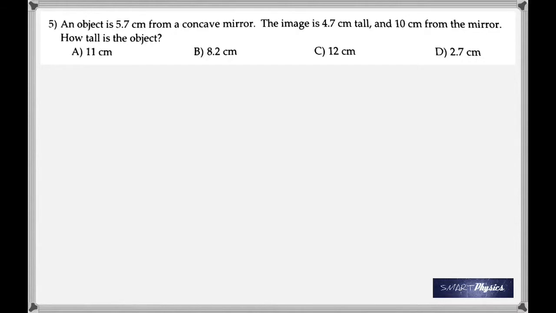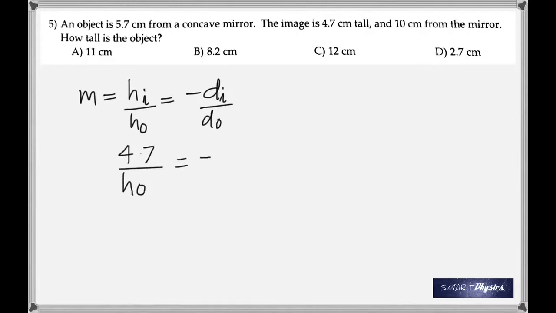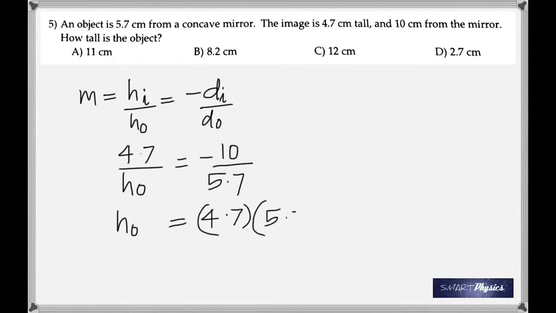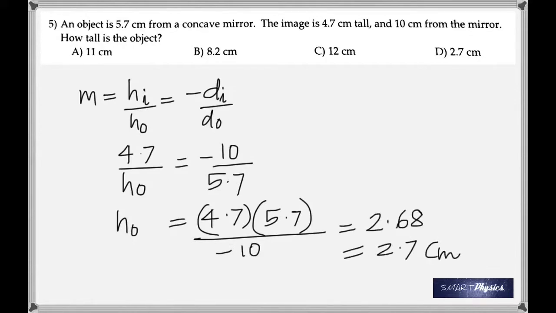Number 5, the object is 5.7 centimeters from a concave mirror now. The image is 4.7 centimeter tall and 10 centimeters from the mirror. So object distance is given. You have to find how tall the object is. There are two formulas for magnification. Put both of them together and rearrange to find the height of the object. Because you have the height of the image, the distance of the image and the distance of the object. On rearranging and calculating, we get 2.7 centimeters.